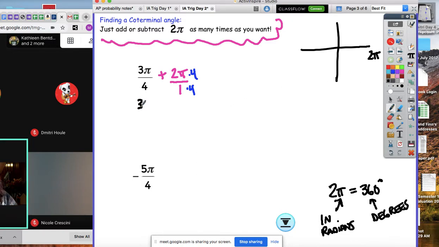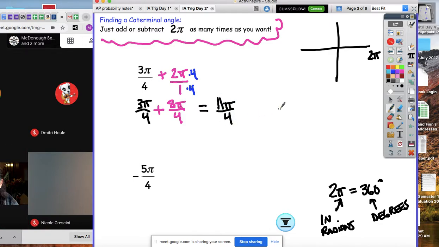So really what I'm talking about is 3 pi over 4 plus 8 pi over 4, when I multiply by 4 on top and bottom. Now that you have your common denominator, you can add them up. So I'm going to get 11 pi over 4. That would be your coterminal angle. So the original angle, 3 pi over 4, and 11 pi over 4 are the exact same angle.